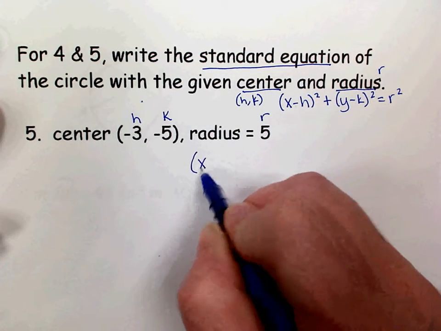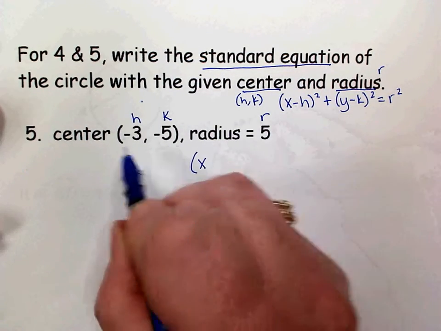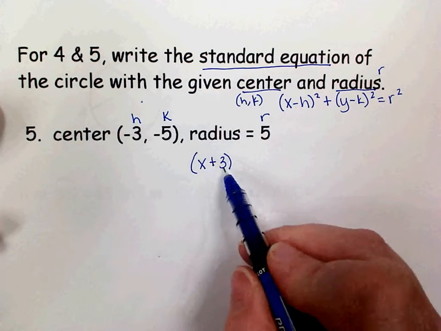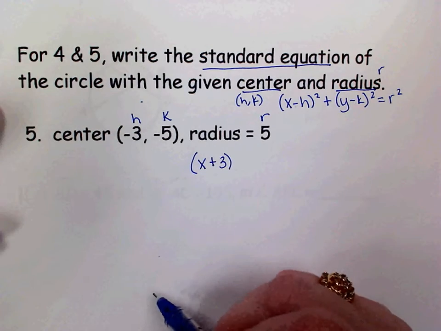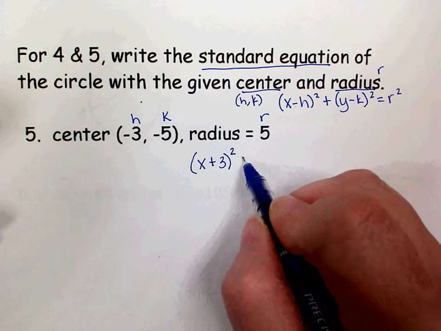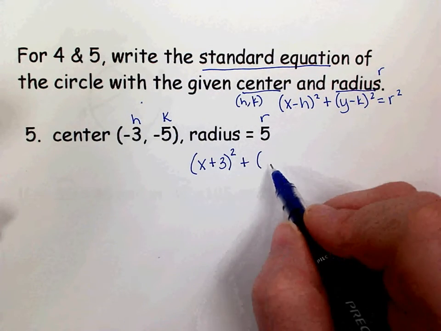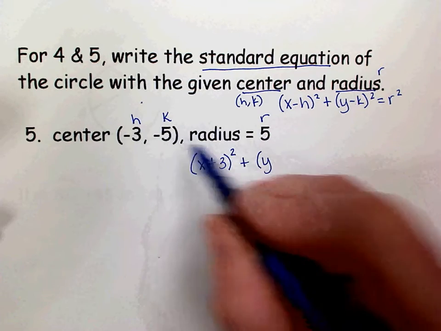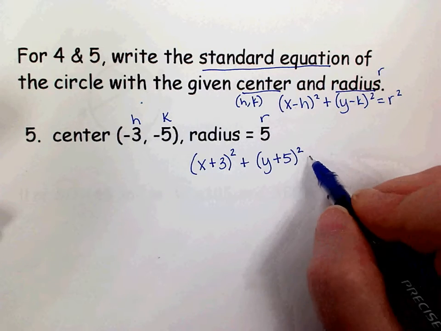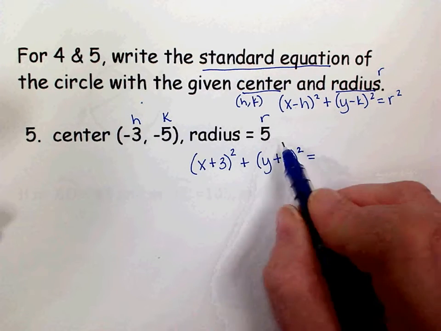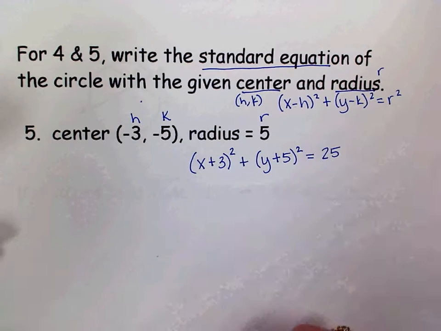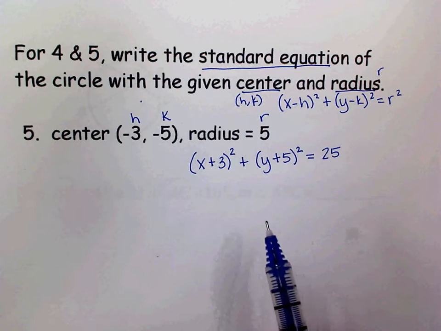Since it's x minus h, I have x minus a -3, so that becomes a +3. So don't forget, that sign will always be the opposite of what your center coordinate is. Don't forget the squaring on that binomial. Plus y minus k squared, so we have y minus a -5, which again makes that a +5 squared. And then equals the radius squared. So you don't put 5 here, you have to square it. 5 squared is 25. So this is the standard form of the equation.